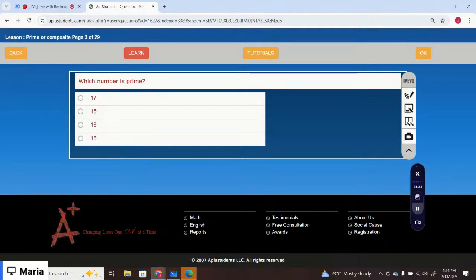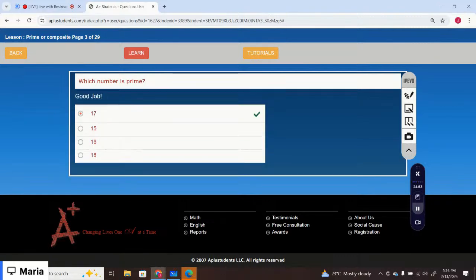Which number is prime? 17, 15, 16, and 18. Which is the correct option? 17 is the only prime number, right? 1 times 17 is 17. The rest of the numbers are composite numbers.